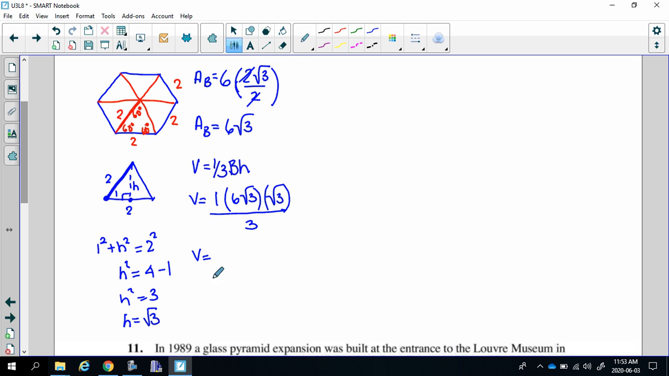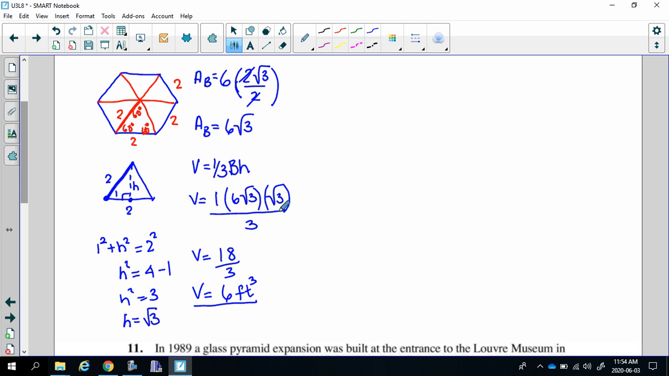So the volume is going to be, I don't have to worry about the 1. I'm going to go √3 times √3, which is 3 times 6. So that's going to give me 18/3. My volume is going to be 6 feet cubed. Yeah, 6 cubic feet. Okay, so that's my volume.